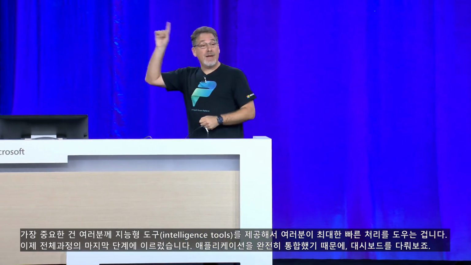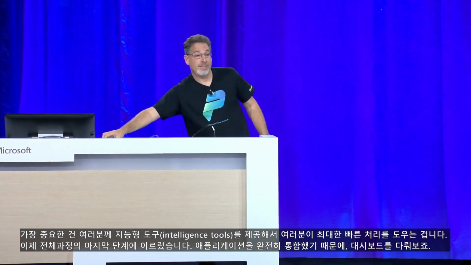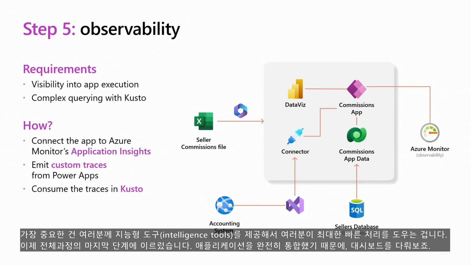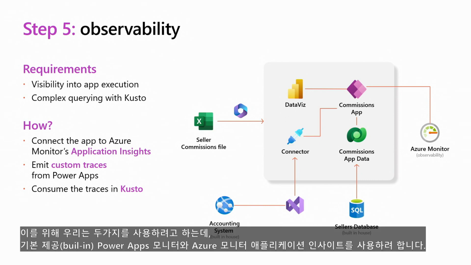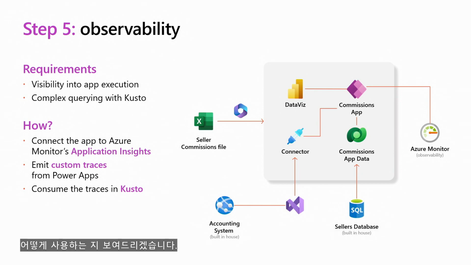Now, the last step in this part of the journey is, now that we have our application, it's fully integrated, it has a dashboard, how do we know what's going on with it? We want to have visibility into sessions for troubleshooting and debugging, but we also want to know how users are consuming the application. To make this happen, we will use two things: the built-in Power Apps Monitor and Azure Monitor's Application Insights. So let me show you how.